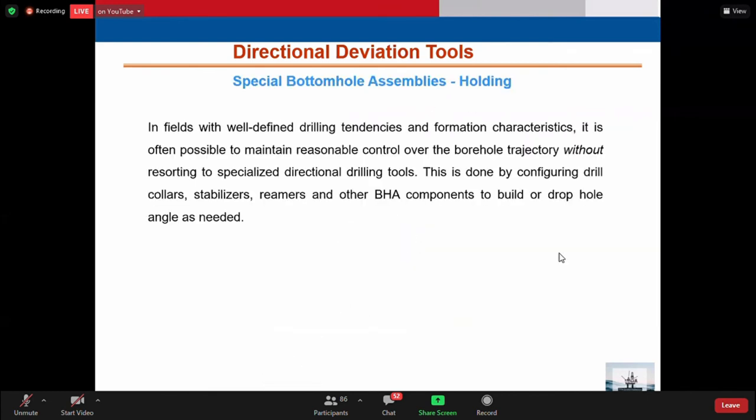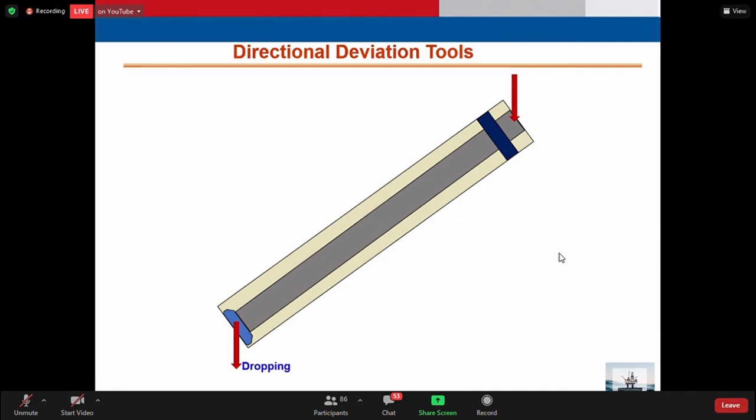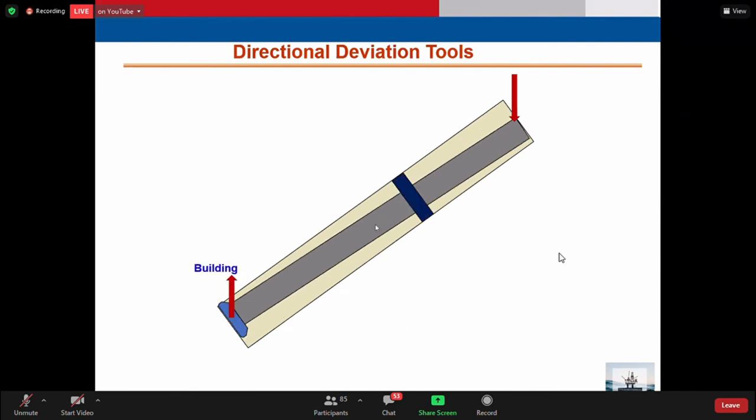I can plan a drop assembly by using a stabilizer. So if I place a stabilizer here, it will cause the drop of the angle, without using any tools or motors, dropping the angle by gravity. If I want to increase the angle, I place the stabilizer here, and that will cause the assembly to build and increase the angle.